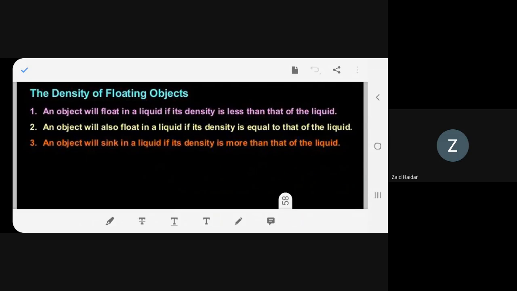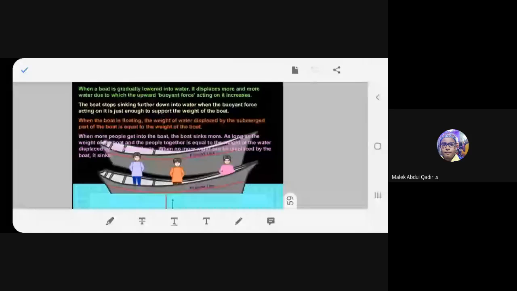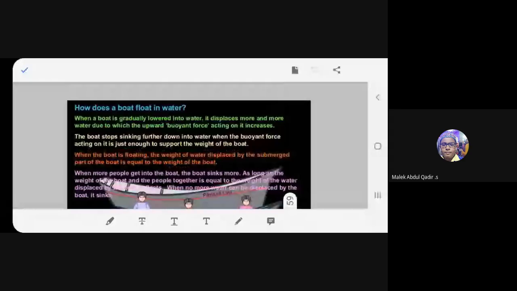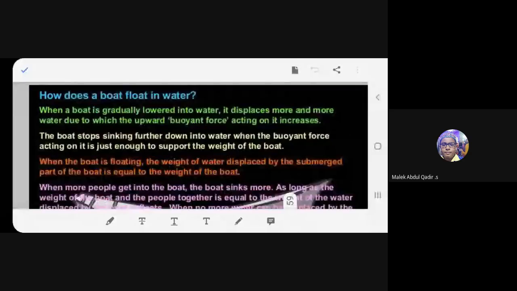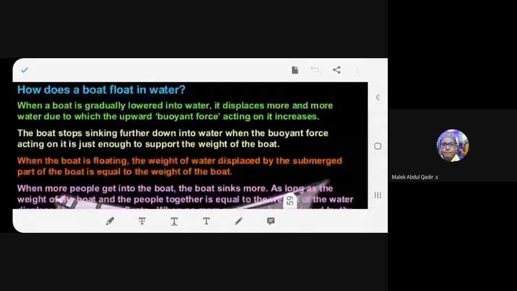Any problem regarding these two, three slides? Now we'll see an activity on how a boat floats in water. And if you can explain, I will be happy. Okay? Start.